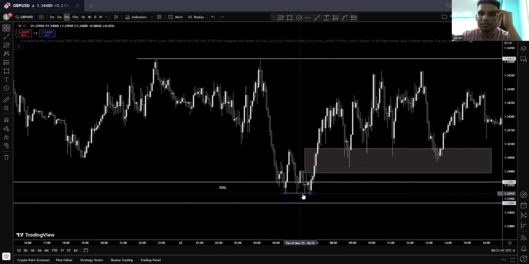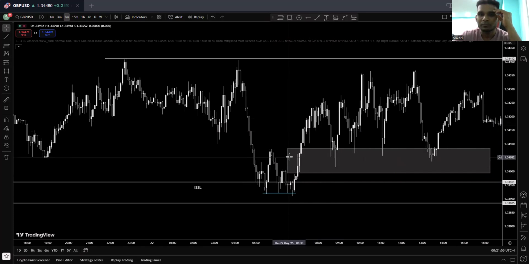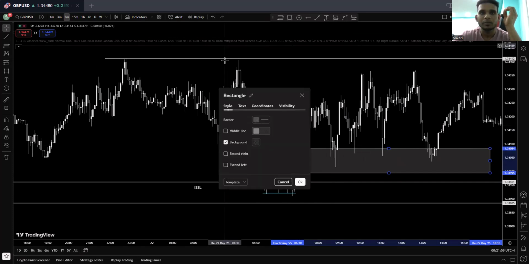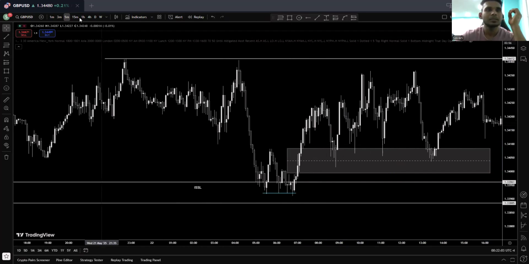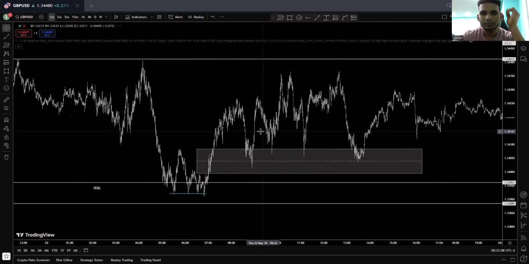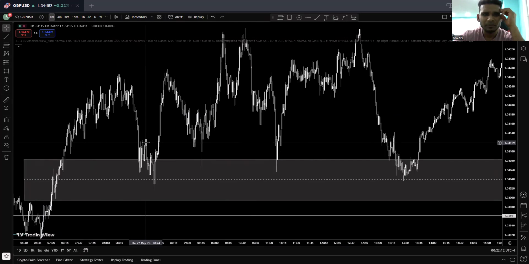Manipulated all the way down. Swept the engineered liquidity. Now we have the structure shift. That structure shift, it's really authentic. Move all the way up towards this range. Okay. So once I marked out this 15 minutes fair value gap, what I did in the morning is I moved all the way down towards the 1 minute. So this is the 50% of the fair value gap.